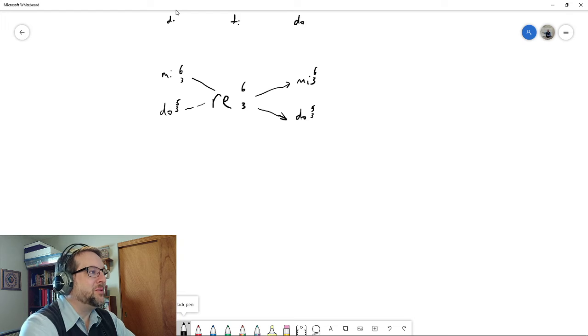So all sorts of different passing functions here. We could go mi, fa, sol. Or I could go sol, fa, mi. And of course I could go mi, re, do up top while the bass goes do, re, mi. Or I could go mi, re, do in the bass and do, re, mi up top. All of those work fantastic.